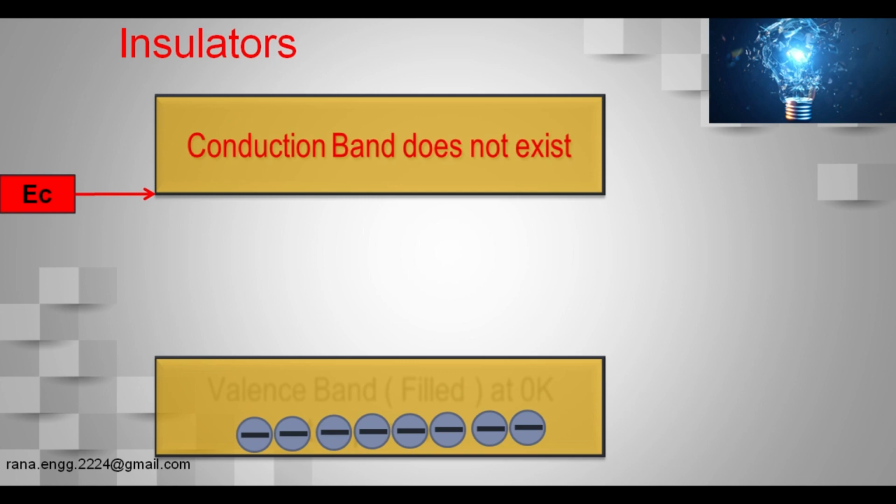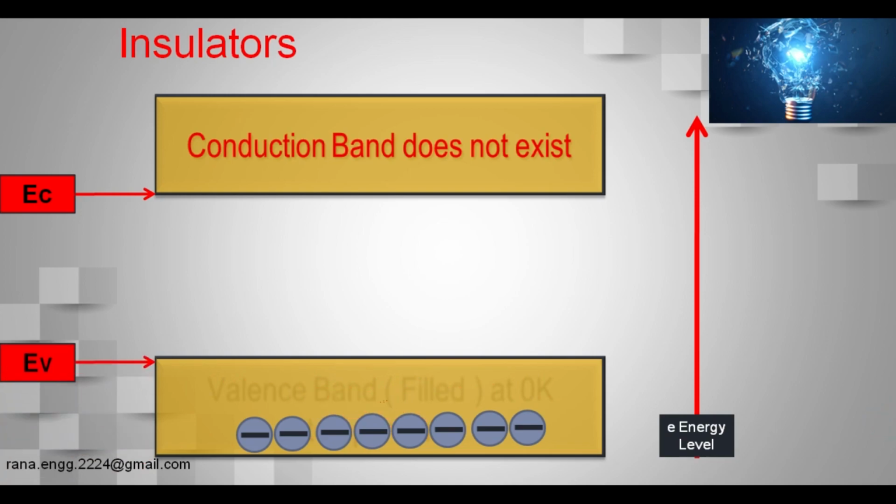So, these bands are drawn in two places. Say we have one valence band and we have one conduction band. The energy levels of these bands go from the bottom to the top, from the valence band to the conduction band. The energy level of the valence band is given by EV, that is the valence band energy level. Along with that, we have the conduction band, which is given by EC, that is the energy level of the conduction band.